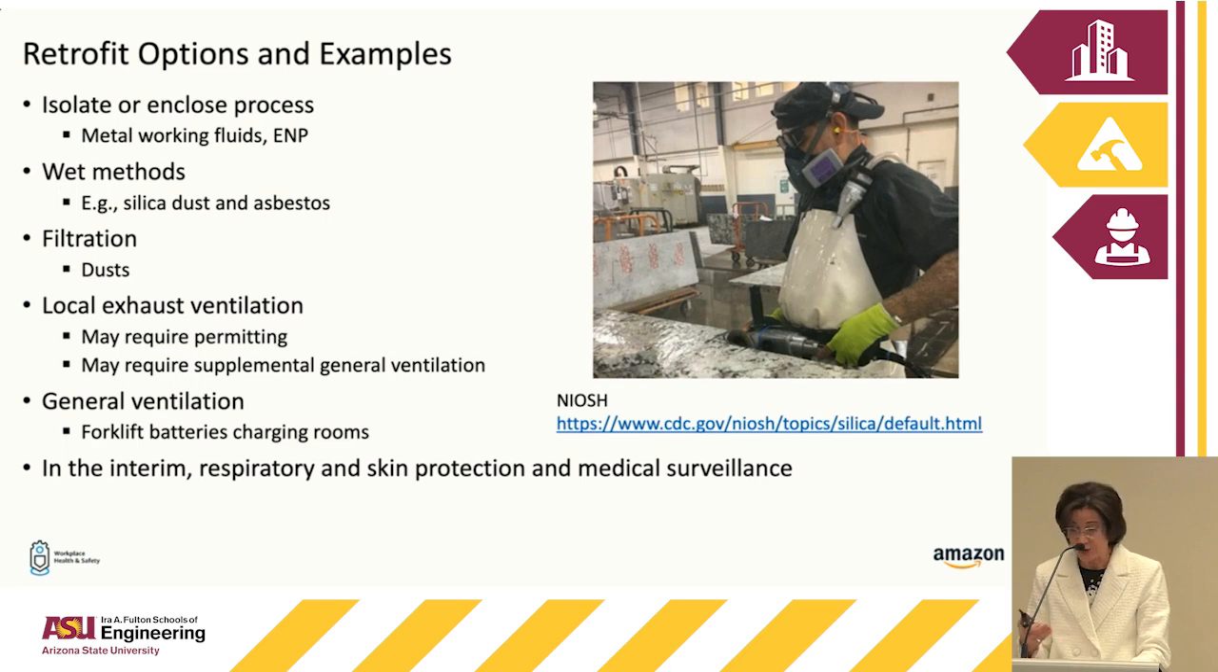And then filtration, and that's generally for dusts. Local exhaust ventilation, however, when you apply that, it may require permitting. So if I have a production operation that's using chemical agents and I identify that there's an exposure risk, I'll put in local exhaust ventilation systems that have to go all the way through the roof and then have to be exhausted through some kind of a system on the rooftop. That probably will need environmental permitting.